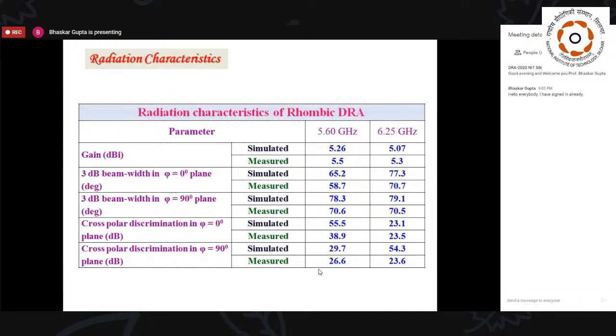You see, I am referring to the measured data only. The table clearly establishes that the measured data is quite close to the simulated data. Gain was at the two frequencies 5.5 and 5.3 dBi respectively, not bad at all, quite good. The 3 dB bandwidth in the phi 0 plane was 58.7 and 70.7 degrees.